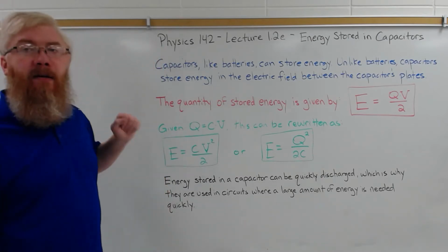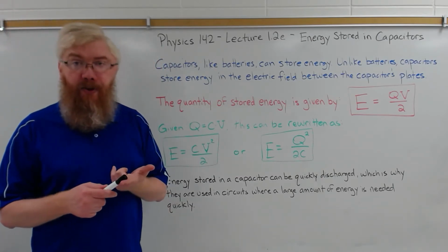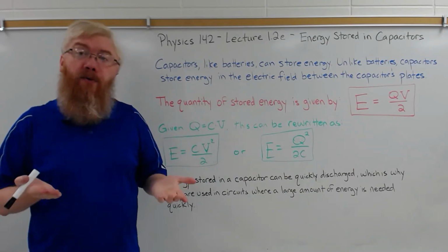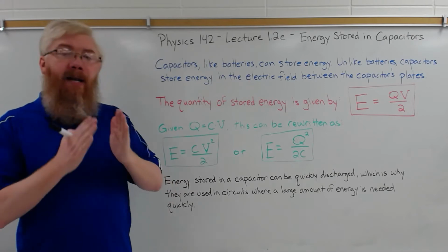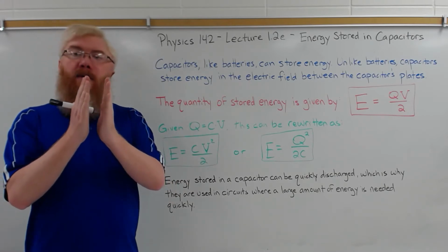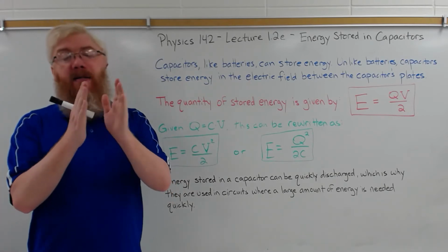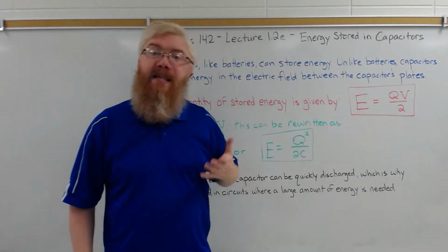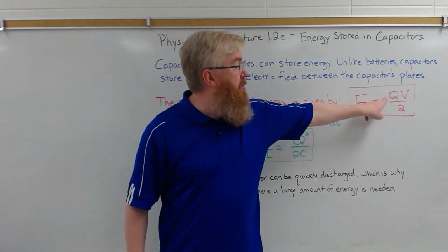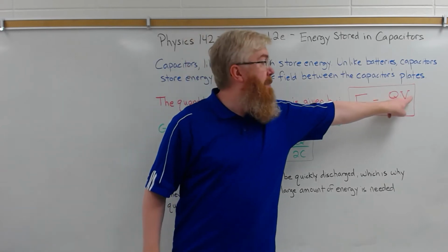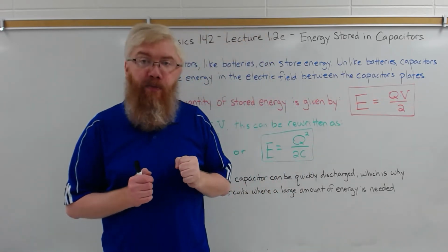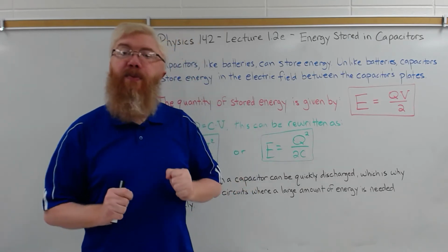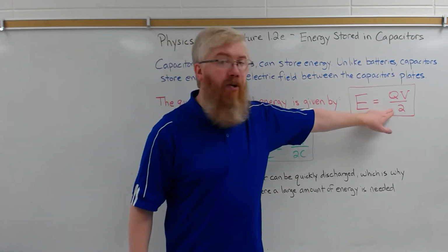How much energy? Well, it depends on how much charge is stored, right? If there's no charge on the plates, there are no electric field lines, therefore there's no energy. And it depends on the capacitor itself and depends on the potential across the capacitor. So the energy is given by the charge stored on the capacitor times the potential across the capacitor plates, 9 volts, 12 volts, whatever the potential difference is between the two plates of the capacitor, divided by 2.